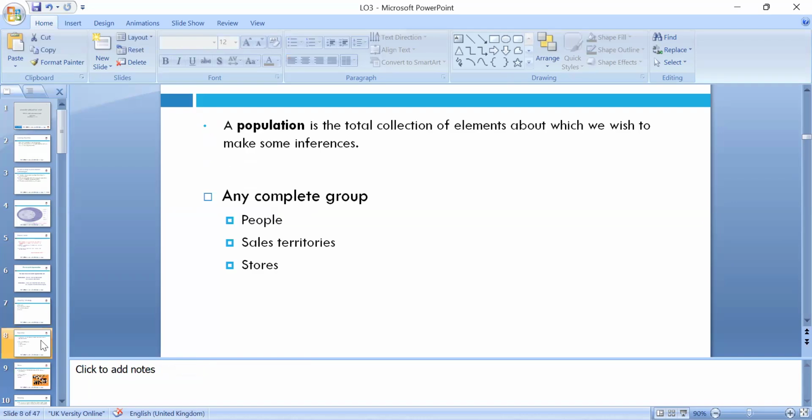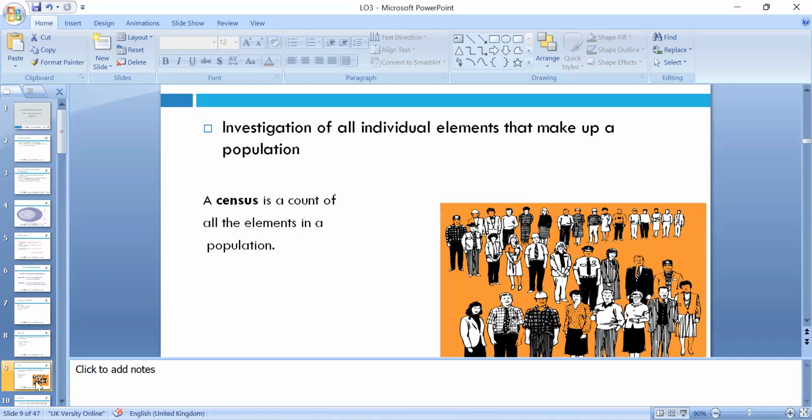Population is the total collection of elements about which we wish to make some inferences, such as people or the sales territory of stores in the hospitality and tourism industries. With the complete population, when we look at the census, we count everyone, all the elements of the population, like male and female and their views about the business. That is also known as a census.